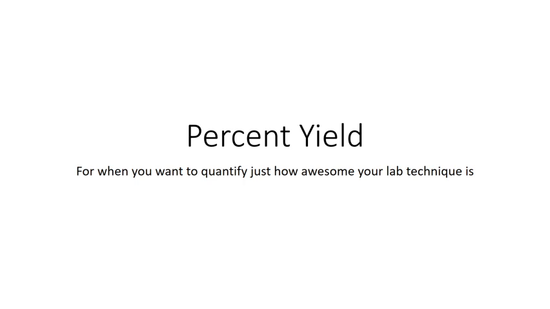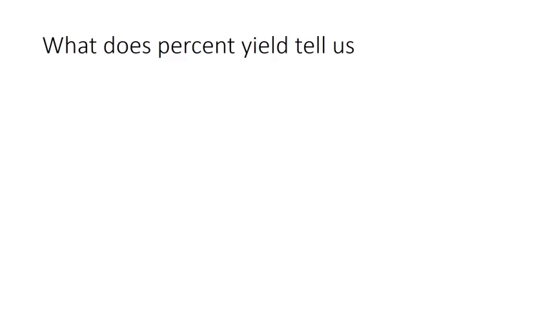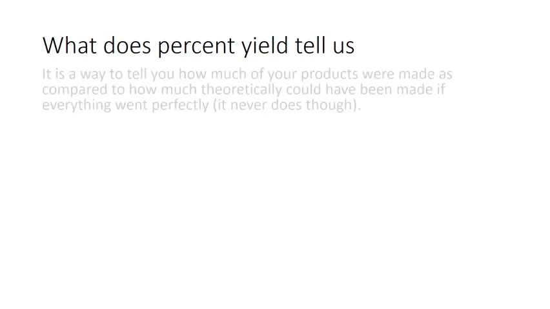Okay, so another use of stoichiometry has to do with something called percent yield. So percent yield is what we're going to talk about here. We're going to also throw in some percent by mass at the end because we're talking about percents. So first question would be, what exactly does percent yield tell us?